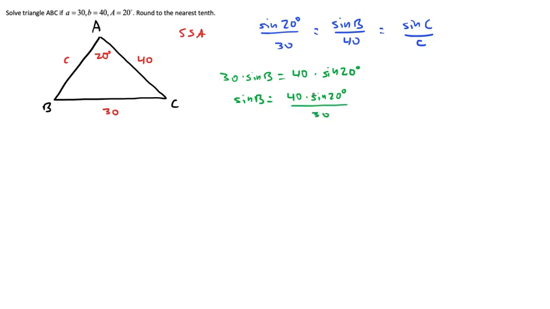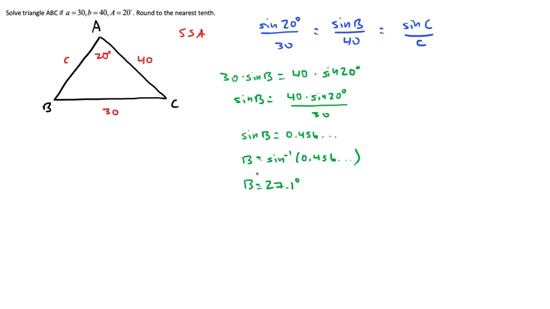Now, when we do this calculation, 40 times the sine of 20, divided by 30, we get sine of B equal to 0.456 and some change after that. So B is going to be the sine inverse of whatever that number is. Remember, don't round this number. You should be able to keep it in your calculator and just hit sine inverse of that. Now, your calculator is going to tell you B is 27.1 degrees.